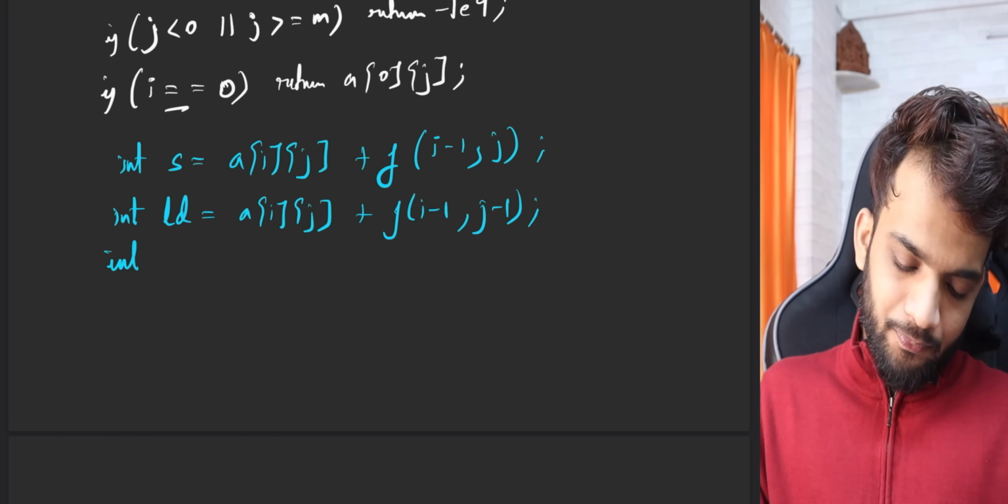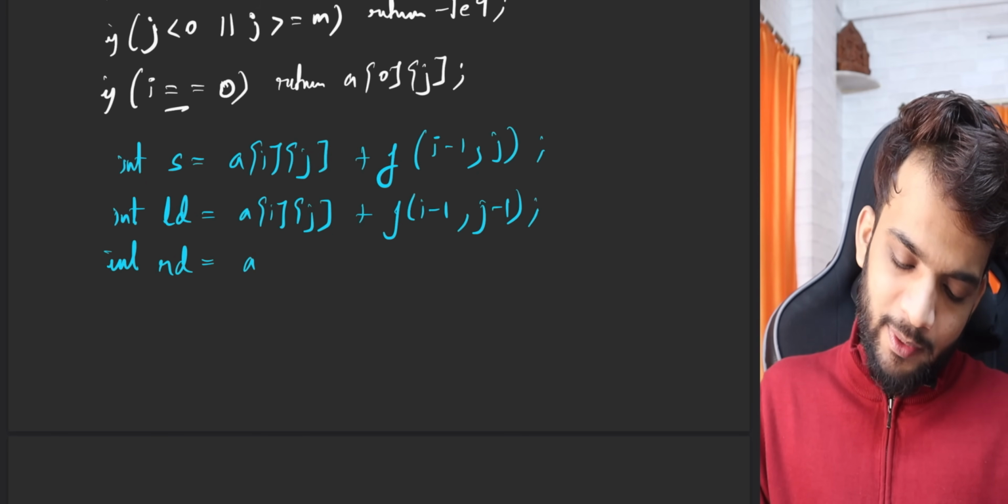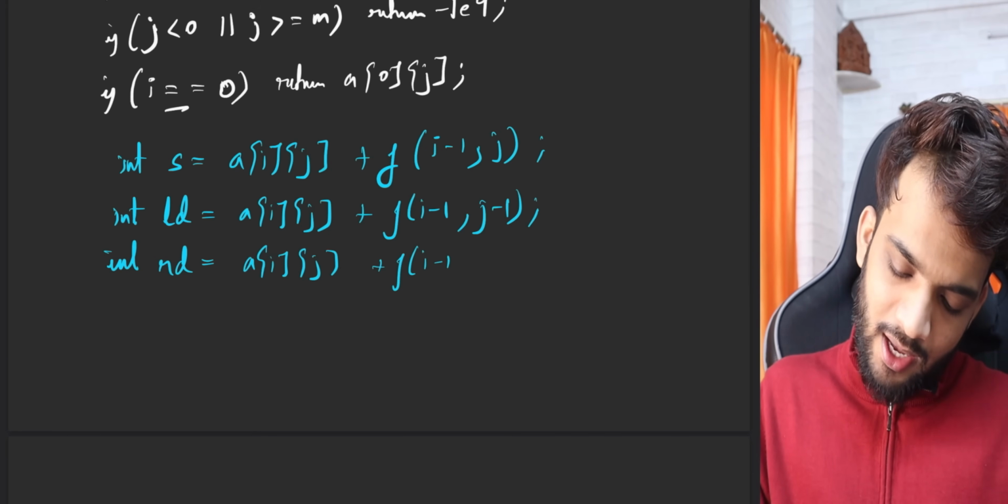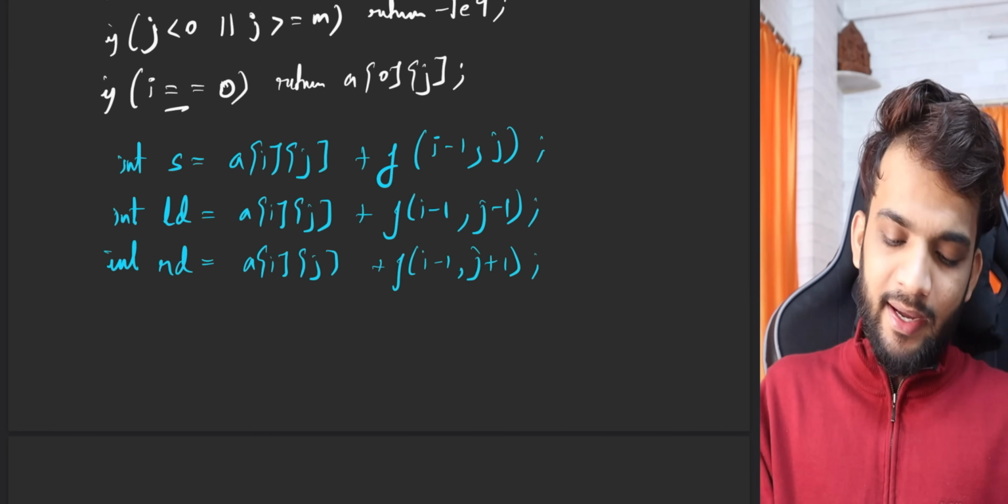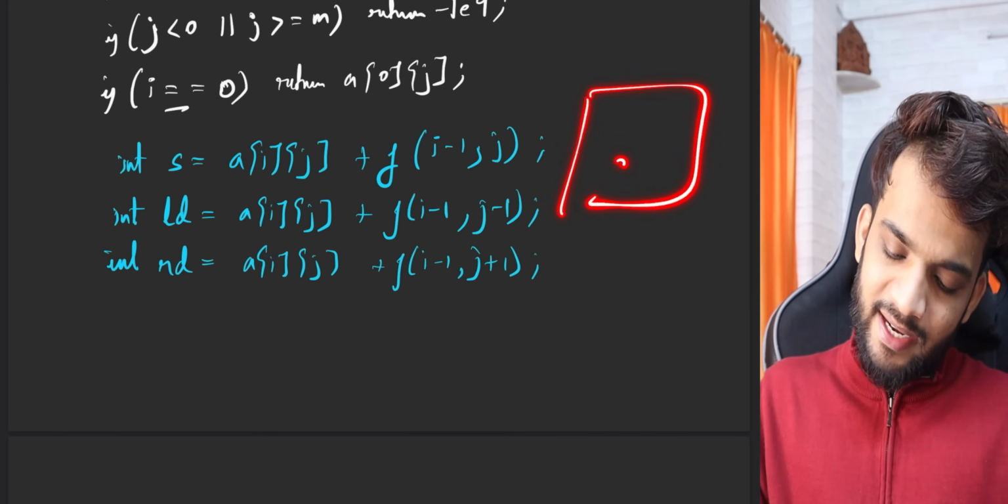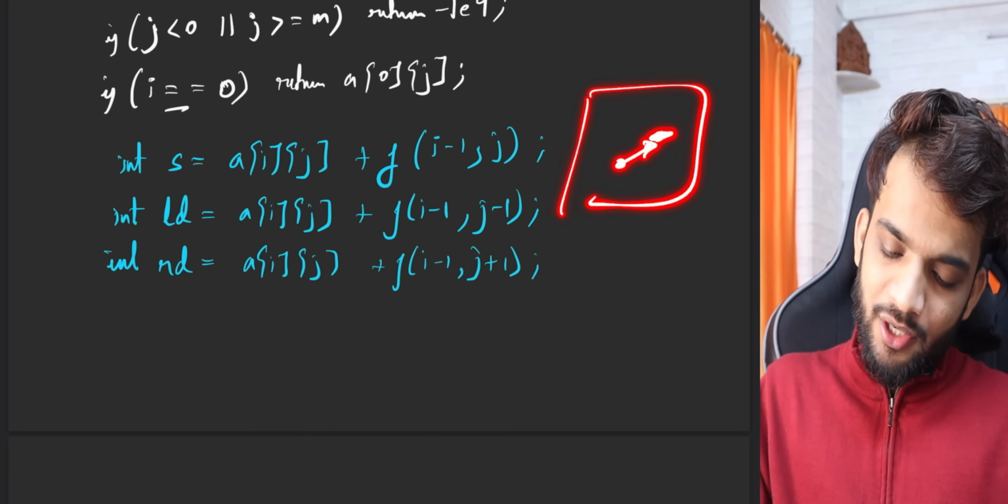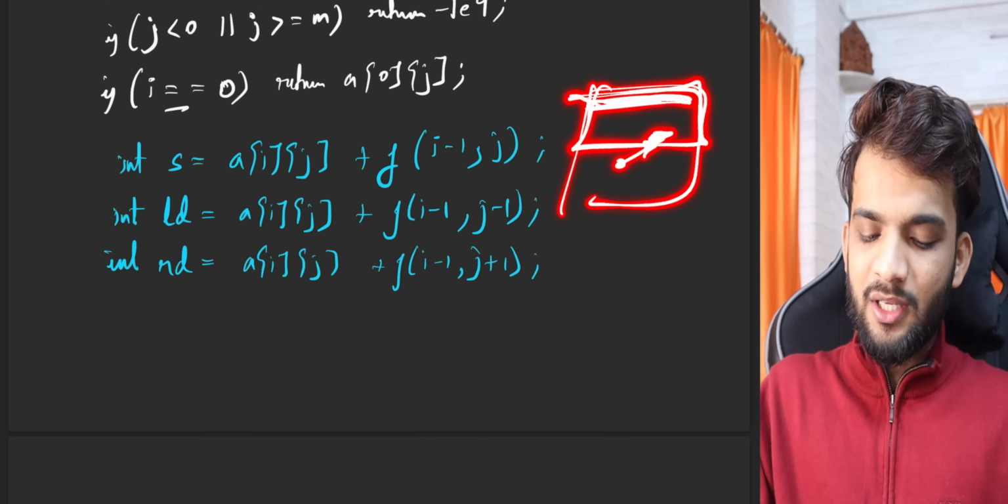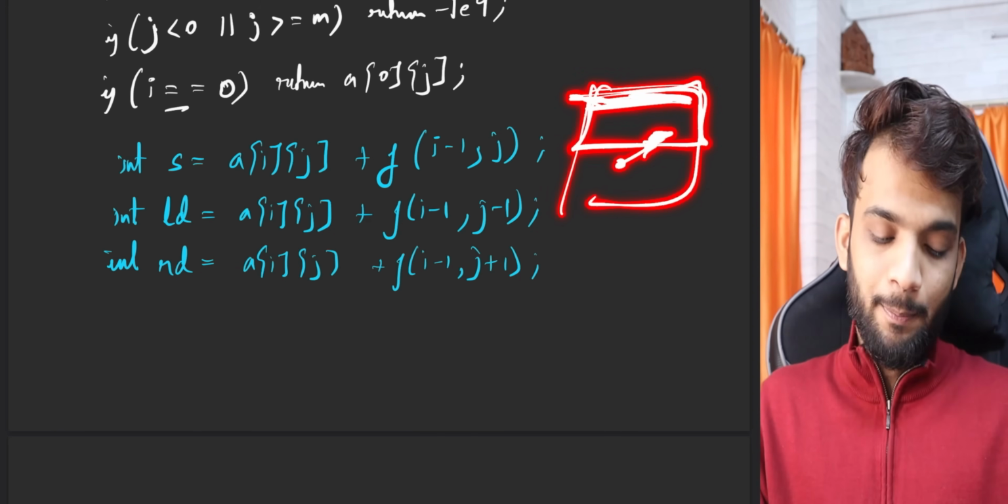Next will be the right diagonal. So the right diagonal will be a of i,j plus f of i minus 1, j plus 1. Again, same logic. If you are standing here and you move here, you're saying from here in order to reach here. So in this matrix, from here to here, figure out the minimal or the maximal path sum.